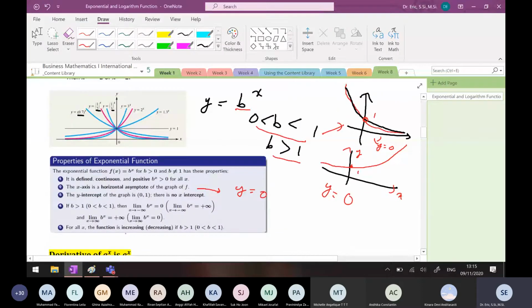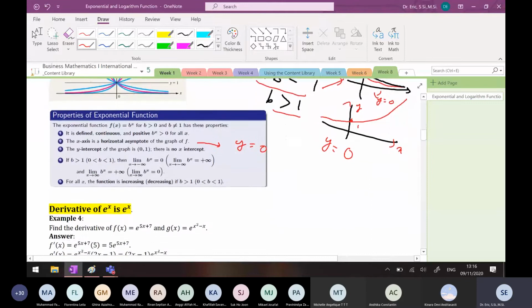And you have an increasing function if b is greater than 1, this one, 2 to the x, where b is 2. If b is between 0 and 1, you have a decreasing one, this one, a half to the x, a decreasing one. Okay, that is the property of the exponential function.